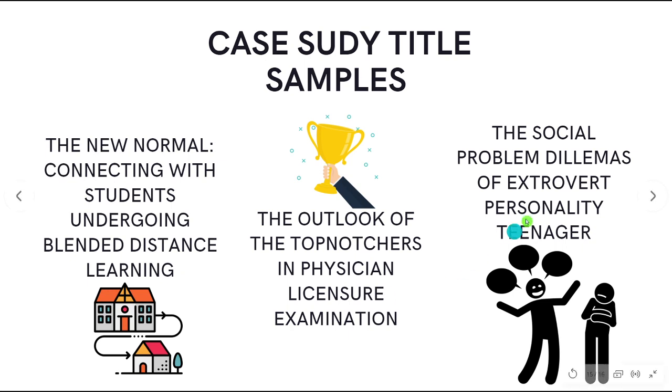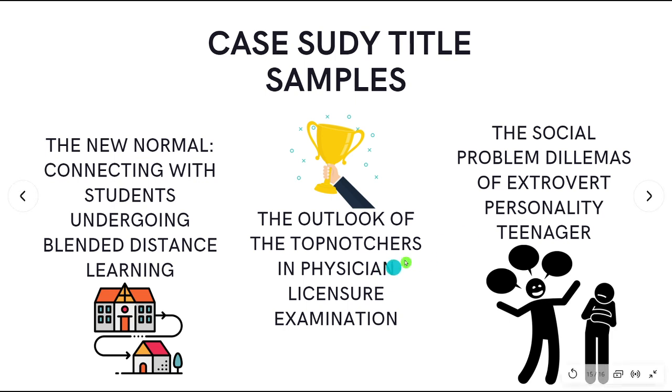Okay? The social problem dilemmas of extrovert personality teenagers. Ano ba yung mga problema ng mga extrovert personality ngayon? Yung mga gustong laging nasa labas, gustong laging nagpa-party, laging sila yung center of attention. So, ano yung problema nila ngayon? Ngayon na hindi na sila makalabas ng bahay. So, these are some topics na magkakaroon ng discussion.